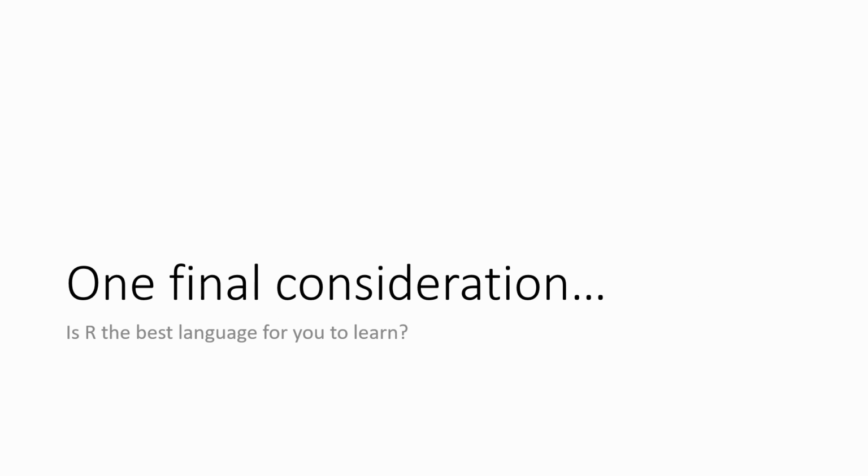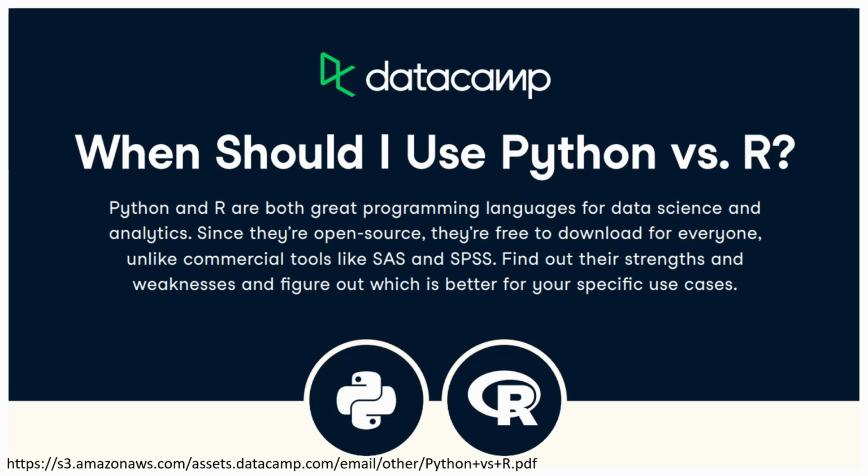Now, one final thing that you should consider is whether or not R is really the best language for you to learn, because of course there are other languages out there, including those used for data science, most notably Python. DataCamp has a great resource on comparing the pros and cons of learning Python or R. I strongly suggest that if you're at the beginning of your coding career, go read this, figure out which one is going to be the best for you.